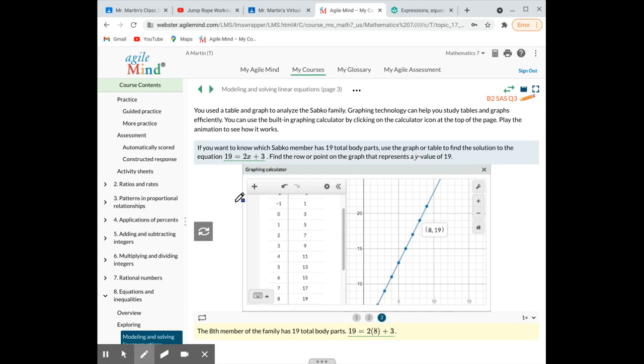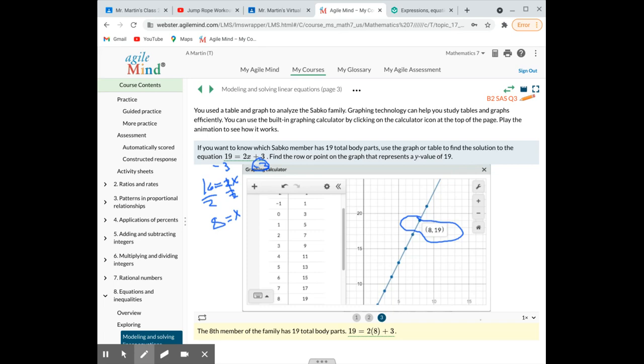We actually just solved this equation. So what we did was we got 2x by itself. We did that by subtracting 3 and making 0. So we subtracted 3 here, and we got 16 equals 2 times x. And so to get x by itself, we undid multiplying by 2 by dividing by 2. And we know that 2 divided by 2 is 1, and 1 times x is x. And if we do something to one side of an equation, we have to do it to the other side. And 16 divided by 2 was 8. And so that's exactly what they tell us here. That would be family member number 8 that has 19 body parts.